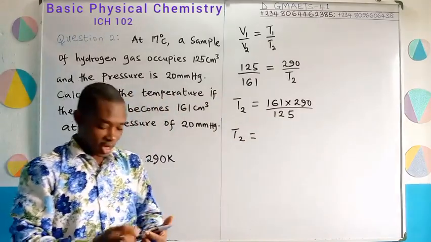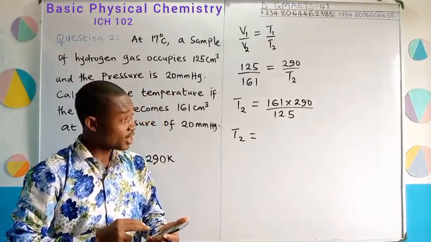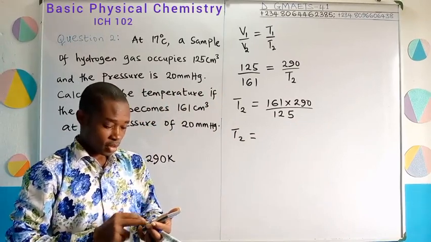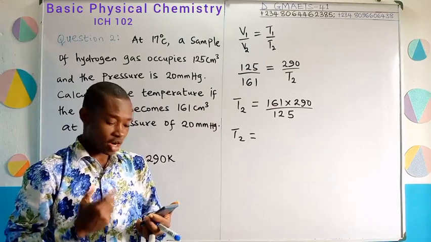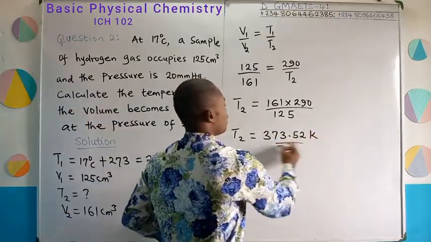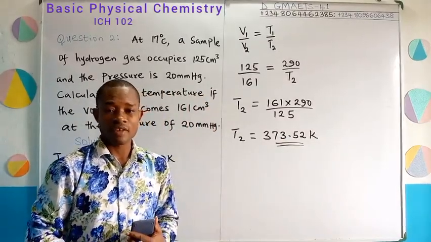Let us reach out for a calculator and carry out that arithmetic. 161 times 290 divided by 125. And so it gave me 373.52. So this is the final temperature of the gas in Kelvin.